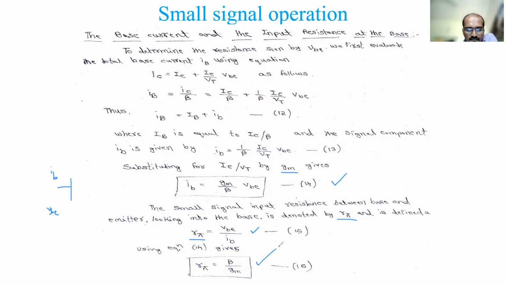R5 is equal to beta by GM. So this beta I am taking on the left side, and GM will come in the denominator, and this IB will come in the denominator. So VB by IB we can approximate, and you will get beta by GM. So this is the expression for R5.